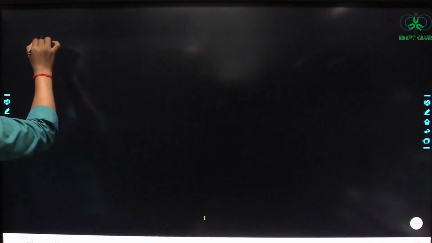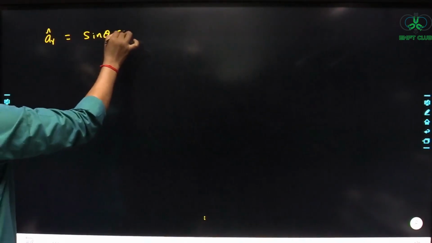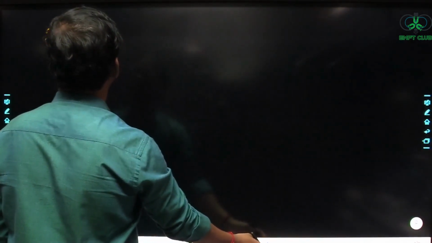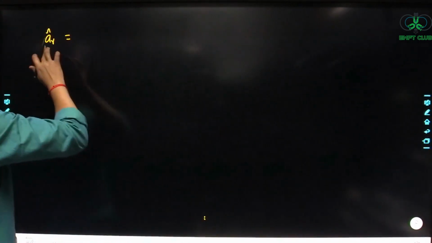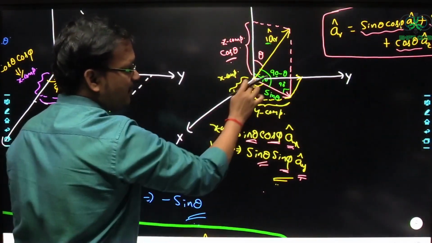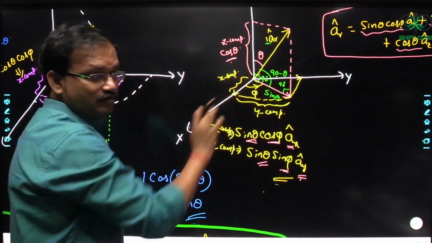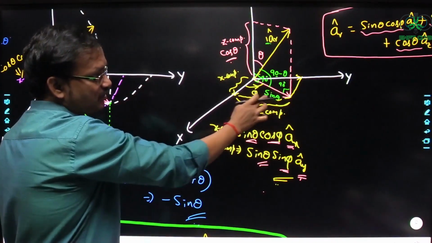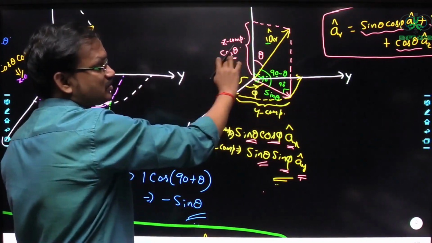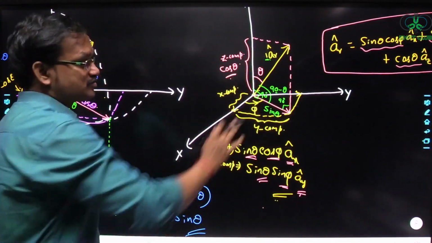So here we got a_r cap is equal to sin theta cos phi ax cap. You can remember it in this manner. The component of a_r cap in the xy plane is nothing but sin theta, and this sin theta is again resolved into x component and y component. Its x component is sin theta cos phi, y component is sin theta sin phi, and z component is simply cos theta, because the angle between the radial vector and z axis is theta. So that's why it is cos theta.